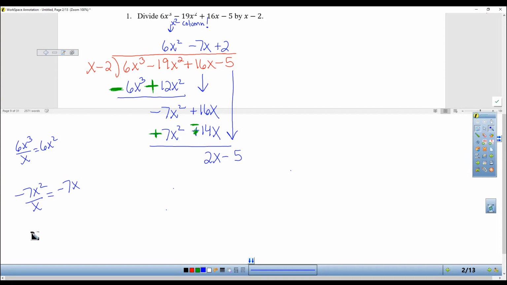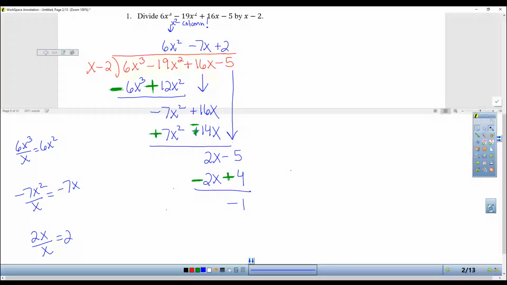But again, you can always do it off to the side. 2x, the minus 5 doesn't matter. Divided by x, the negative 2 doesn't matter. Gives me 2, so that's what goes next. And then I multiply. 2 times negative 2 is negative 4, and 2 times x is 2x. I change my color so that I can change this to subtraction and this to addition. And then I get negative 1.